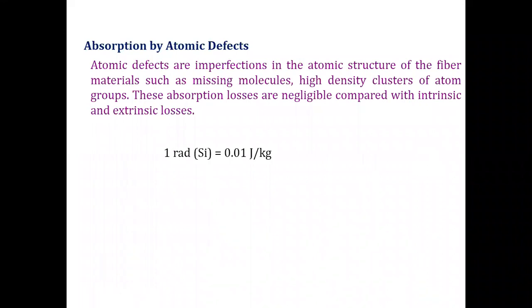Atomic defects are imperfections in the atomic structure of the fiber materials, such as missing molecules and high density clusters of atom groups. These absorption losses are negligible when compared to the intrinsic and extrinsic losses. So we have three different mechanisms in absorption: absorption by atomic defects in glass composition, and intrinsic and extrinsic absorption. When compared to extrinsic and intrinsic losses, atomic defects are negligible losses.